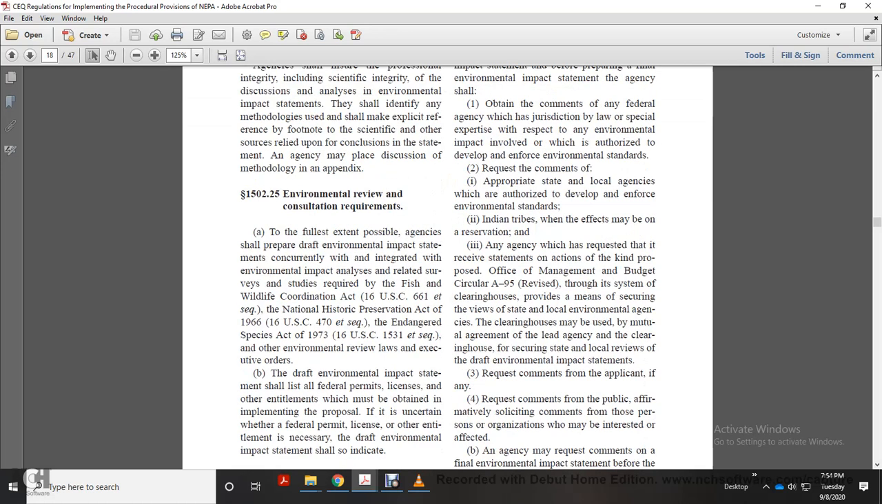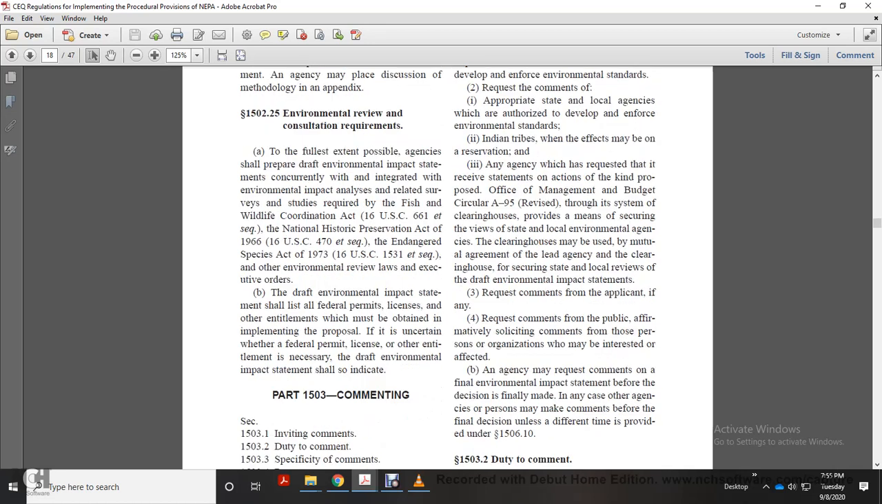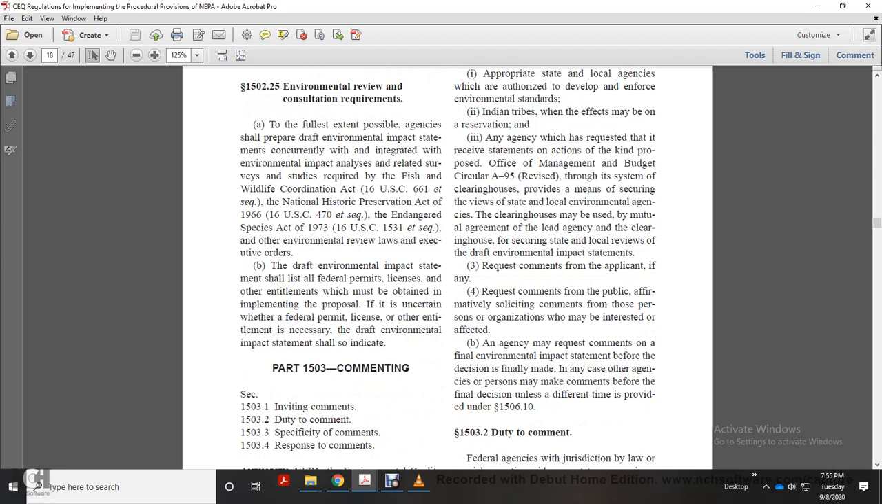Alright, 1502.25 Environmental review and consultation requirements. To the fullest extent possible, agencies shall prepare draft environmental impact statements concurrently with and integrated with environmental impact analyses and related surveys and studies required by the Fish and Wildlife Coordination Act, the National Historic Preservation Act of 1966, the Endangered Species Act of 1973, and other environmental review laws and executive orders. The draft environmental impact statement shall list all federal permits, licenses, and other entitlements which must be obtained in implementing the proposal. If it is uncertain whether a federal permit, license, or other entitlement is necessary, the draft environmental impact statement should so indicate. 1503 Commenting.